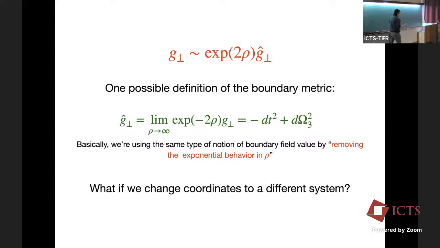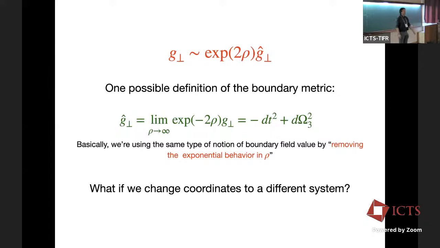And when we were talking about the operators, the correspondence, we're talking about what happens when you do quantum field theory on the cylinder. Not the same conformal factor, very similar. It is similar, but it's not. So basically, we're using the same type of notion of boundary field value by removing the exponential behavior in rho. So I just told you, in my favorite coordinate system, this is what I do.